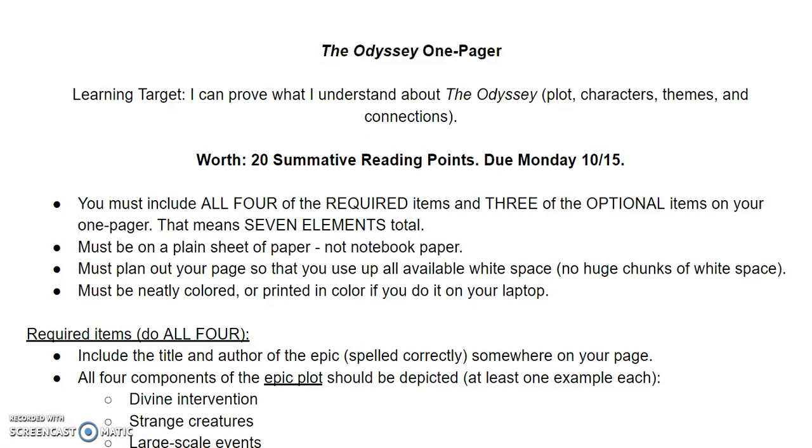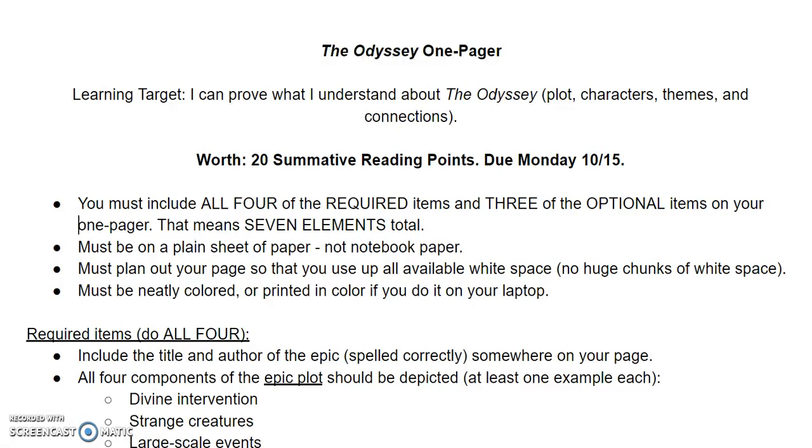That means it goes in the test and quiz grade, and it can significantly raise your grade depending on how well you did on the book 1 through 12 quiz. So I want to make sure you completely understand the requirements, so I'm going to walk you through this. The learning target is that you can prove what you understand about the Odyssey, including plot, characters, themes, connections, etc.